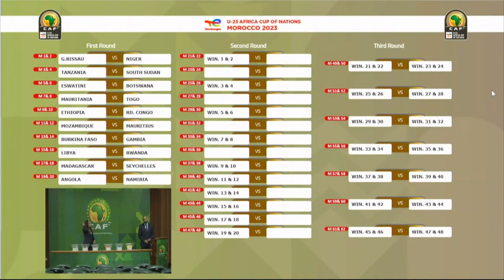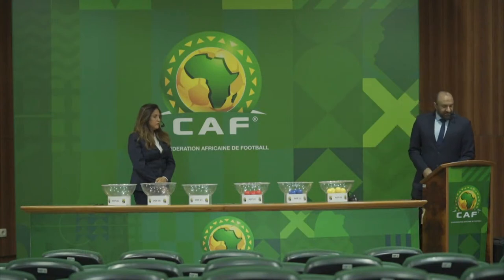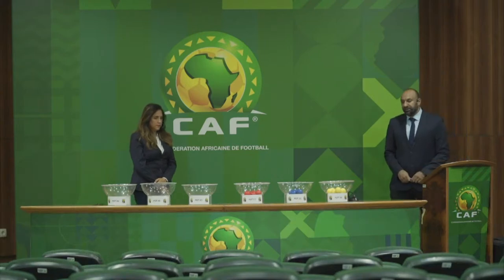Let me explain a bit again how the draw of the second round, and consequently the third round, will proceed, because the third round is set by the order of the matches. As I said, we have three levels according to the ranking of the last three editions. In level one, we have Egypt, Nigeria, Côte d'Ivoire, South Africa, and Algeria. In level two, we have Ghana, Senegal, Gabon, Mali, Cameroon. In level three, we have Tunisia, Zambia, Congo, Sudan, Guinea, Sierra Leone, Uganda, and Benin.